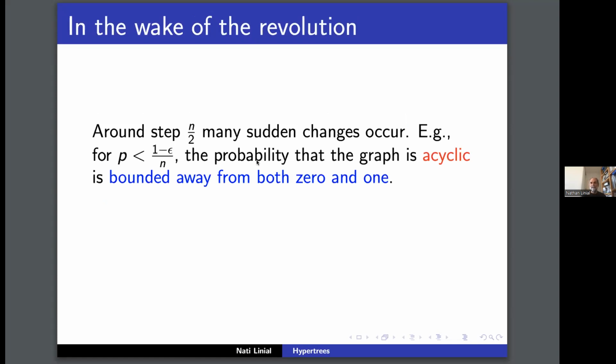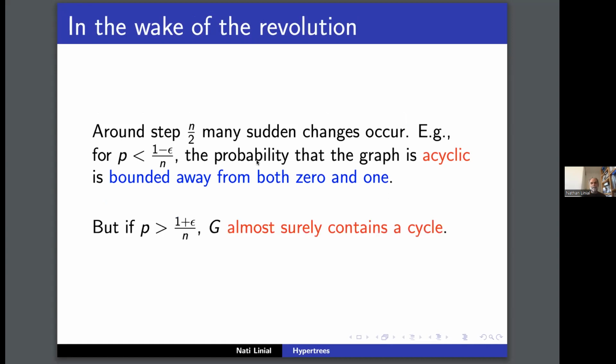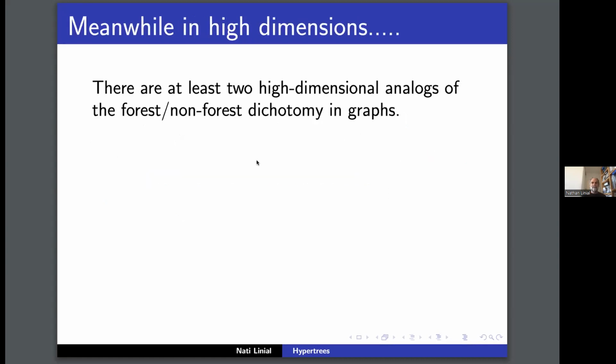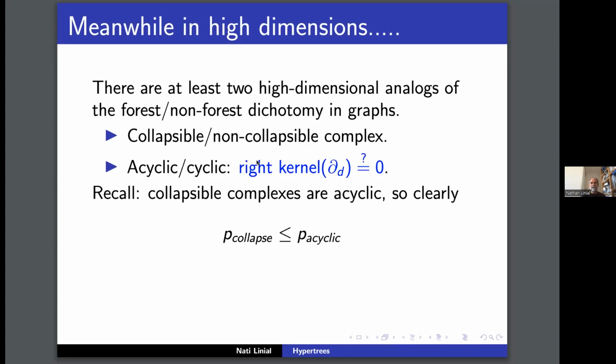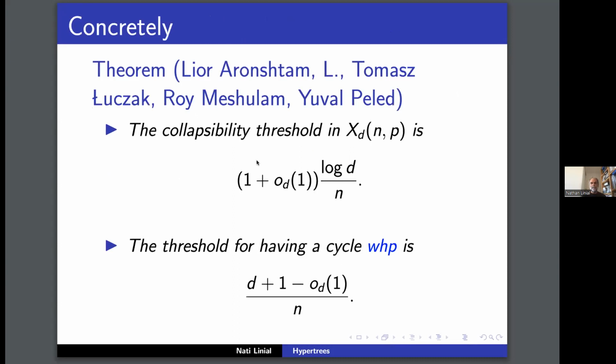Something else happens at that phase transition: up to that point, there is a positive probability that the graph is acyclic, but at that time, the probability of being acyclic goes down from 1 to 0. If it's a little bit above this, then the graph almost surely contains a cycle. And this is what Yuval and I were looking for. In the high-dimensional case, you can speak about the dichotomy between collapsible and non-collapsible, and cyclic and acyclic. This sums up several papers, together with my students Lior Aronshtam and Yuval Peled. Also, Meshulam was once a student of mine, together with Tomasz Łuczak. It shows that the thresholds for collapsibility and for having a cycle are different: one is about log d over n, the other is about d over n.